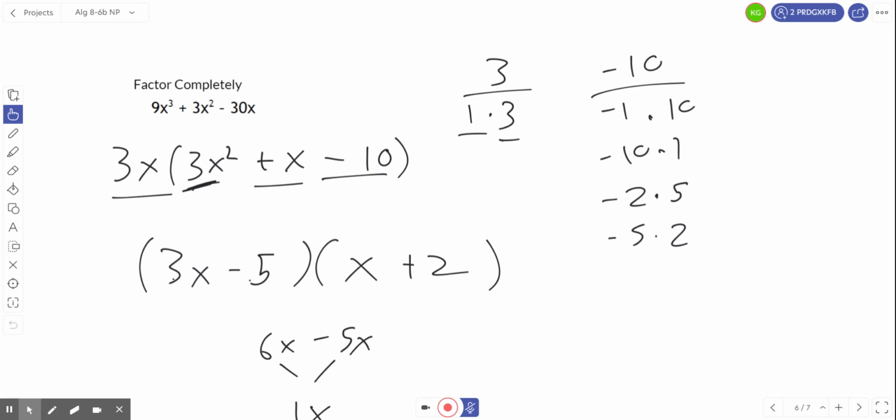Don't forget we had a 3x out front, so this is factored completely. There's no common factors in the terms. And then it is factored. So once you take those common factors out, there's only one way to get the correct answer. Okay, so make sure you factor out any common factors and then do what you learned before to factor the rest of it.